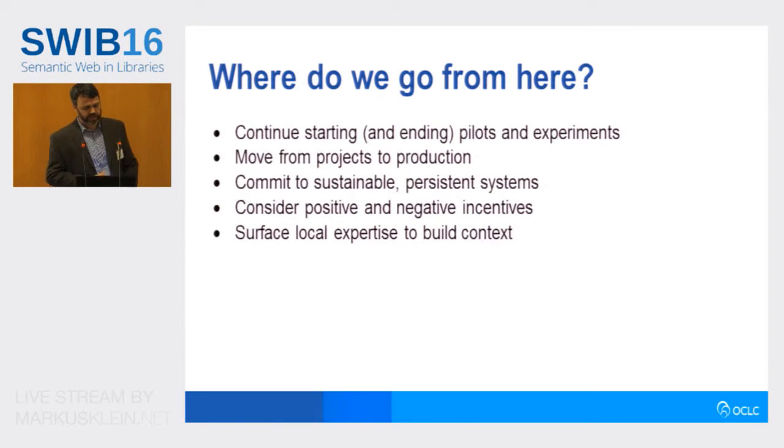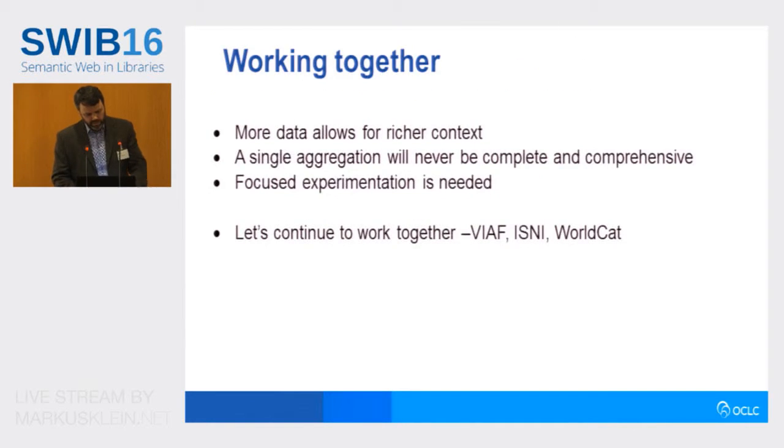And then also, we need to surface that local expertise to build context. There are many pockets of specialized knowledge around the world. Bringing those in brings yet another perspective, yet another angle to view things from. In that bigger point of view, a single aggregation is never going to be complete and comprehensive. We want to encourage more focused experimentation this way. We're really happy with how we were able to iterate and improve the services that we provided. And we'd like to continue to work together, whether it's VIAF, ISNI, or WorldCat, to better represent these connections between bibliographic data and traditional authority data.